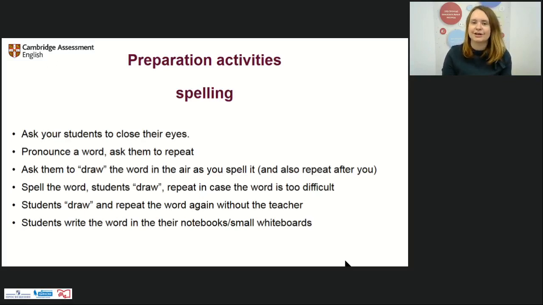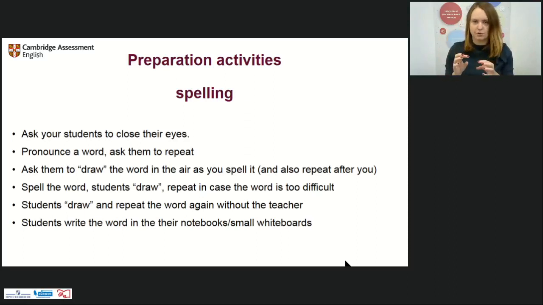And again, for kinesthetic learners, for young learners, there's a nice activity which helps you with spelling. And I would like you to try it with me. So, just a short description. First of all, they close their eyes. You as teacher pronounce a word. With their eyes closed, they repeat the word. Then they have their fingers and they draw the letters in the air. So you spell it and they draw it. They also should repeat it after you.